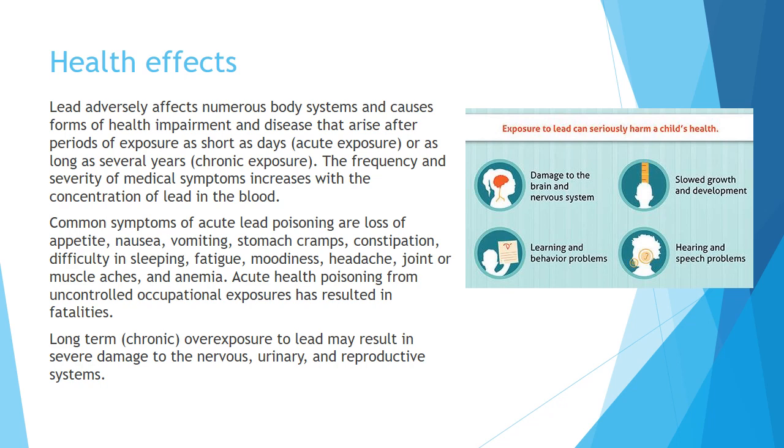Common symptoms of acute lead poisoning are loss of appetite, nausea, vomiting, stomach cramps, constipation, difficulty in sleeping, fatigue, moodiness, headache, joint or muscle aches, and anemia. Acute poisoning from uncontrolled occupational exposures has resulted in fatalities. Long-term or chronic overexposure to lead may result in severe damage to the nervous, urinary, and reproductive systems.